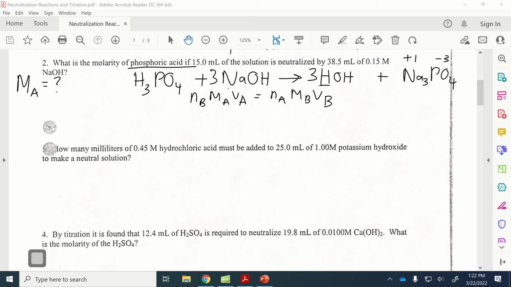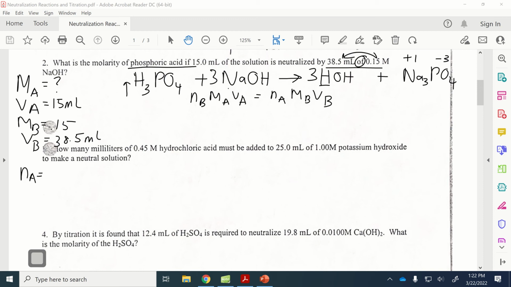If 15 milliliters of the solution, that's the phosphoric acid solution, is neutralized by 38.5 milliliters of 0.15 molar, whenever you see an of, these two things are together. And that's of NaOH. So my MB is 0.15. My VB is 38.5 milliliters. Now what about Na and Nb? Na is the coefficient in front of the acid. I have none, so that's 1. Nb is the coefficient in front of the base. That's 3.